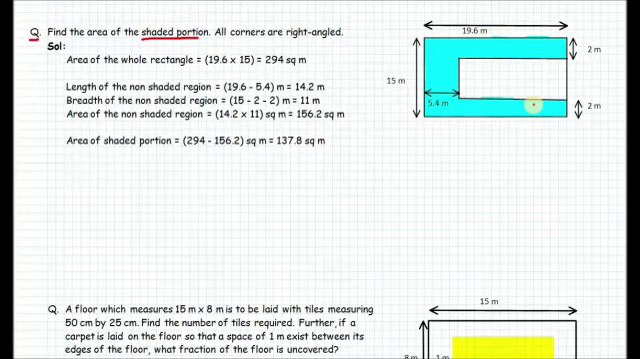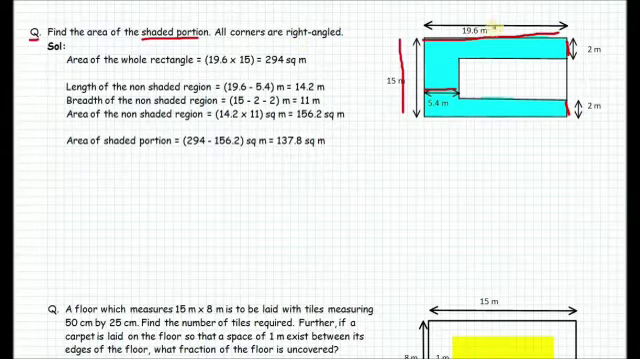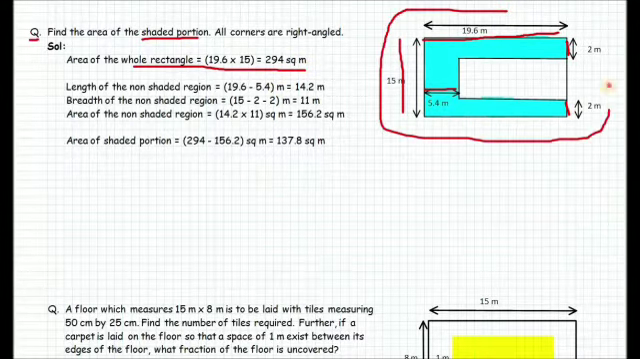That means we need to find out this shaded portion, and the dimensions are given. The length is 19.6 meter, and the breadth is 15 meter, and this is 5.4 meter, and this is 2 meter, and this is 2 meter, right? Now what we will do, first we will find the area of the whole figure, the whole rectangle, that is 19.6 into 15. If you multiply, then you will get 294 square meter, which is the total area of this figure, right?